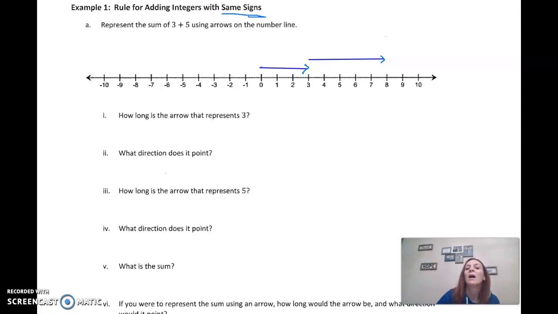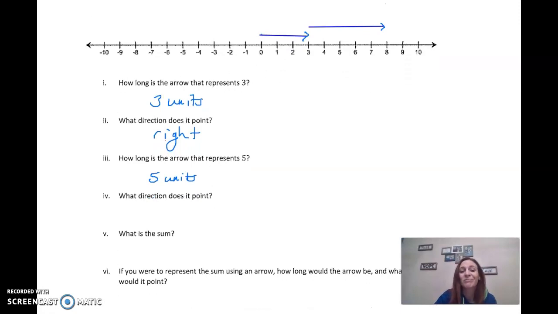Easy enough. How long is the arrow that represents a 3? Well, I would think it's 3 units. What direction does it point? To the right. It's positive. How long is the arrow that represents 5? 5 units. Again, if you did the hop method, or whatever it is. In what direction is that one going? To the right.